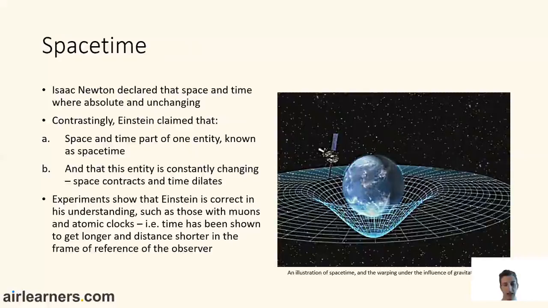To the right, we see an illustration of space-time, and it's warping under the influence of gravitational fields. So it's a common idea that things that have mass put little bumps or divots into the fabric of space-time, you may have heard, and that's one of the things that Einstein was talking about. Experiments show that Einstein is in fact correct with understandings such as those with muons and atomic clocks, which we'll have a look at in the next lesson, such that time has been shown to get longer and distance shorter in the frame of reference of the observer.